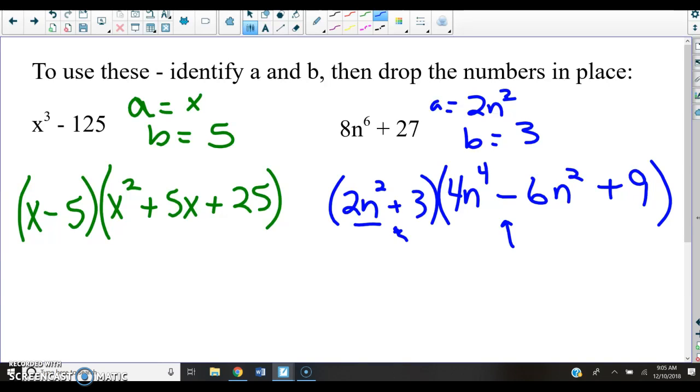But now you have factored those. Practice a few. It does help very much to identify what A is and what B is. And then you just drop those numbers into the formulas.